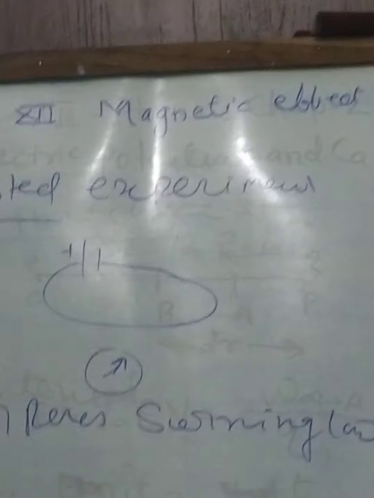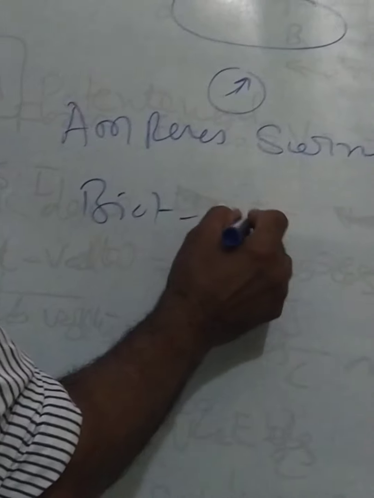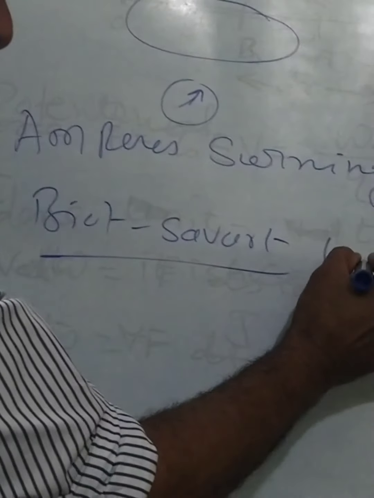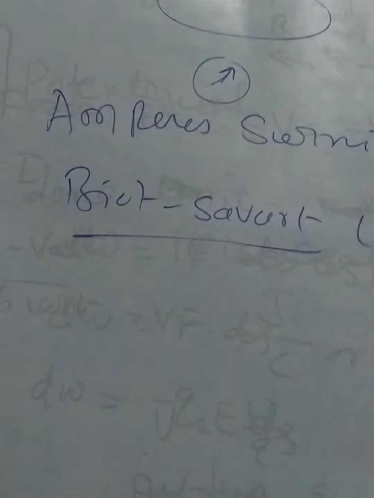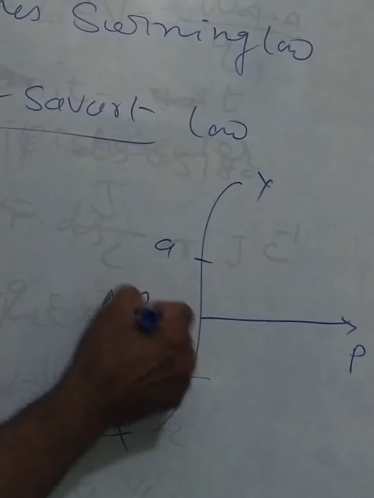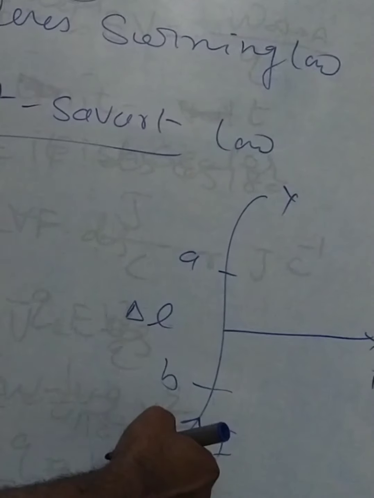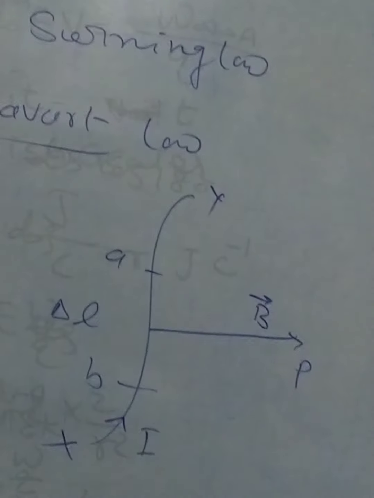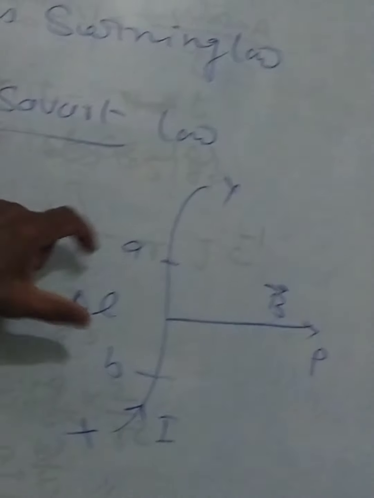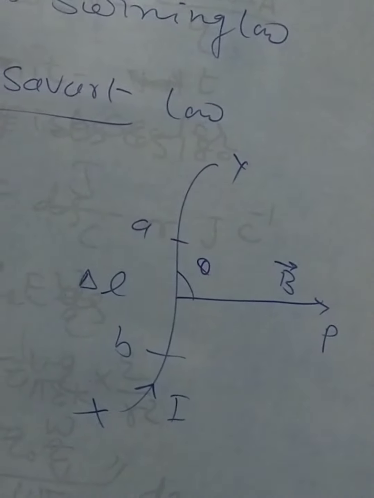It was also explained by Biot and Savart, therefore it is also called the Biot-Savart law. Biot and Savart took a wire XY, and when current flows in it, they took a small element of length del L, with current I in this direction and magnetic field B. He supposed AB is a small element.